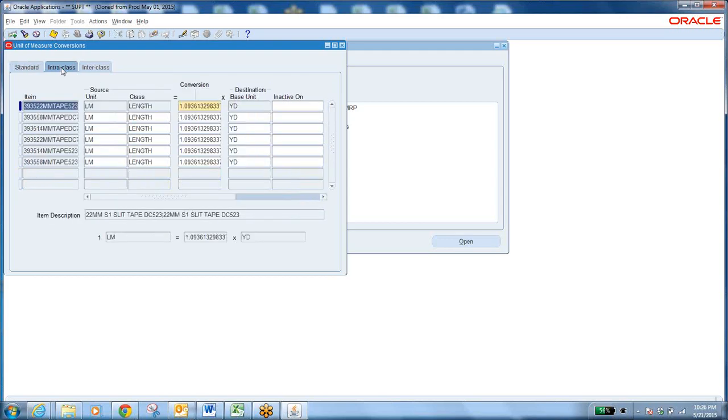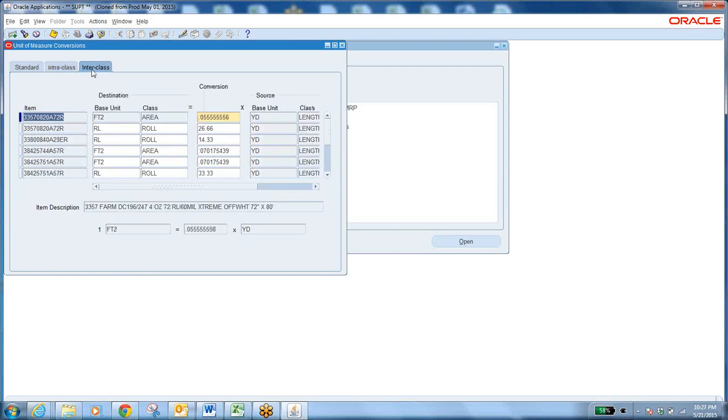Whereas if you go to intra, see, linear meter is another unit of measure. For this item, one linear meter equals how many yards? It's not equal to 1 yard. It is equal to 1.09361329833337 yards. But yard comes under length class, and linear meter also comes under length class. That is the reason this conversion is called intra-class conversion, specific to this item.